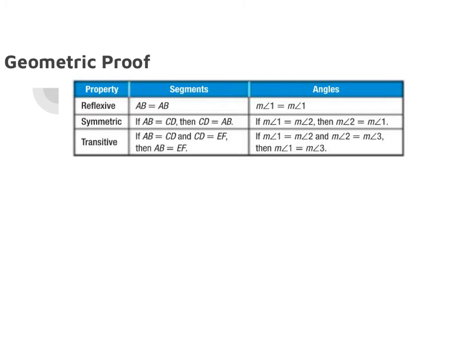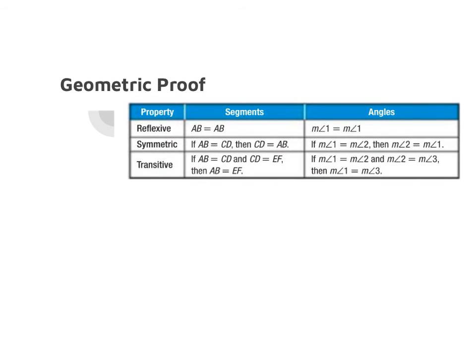I also want to talk about a geometric proof, which basically just incorporates geometric properties in. So for example, in our geometric proof, we have a reflexive: if AB equals AB, then our angle M1 equals M1. The symmetric property: if AB equals CD, then CD equals AB. And our transitive property: if AB equals CD and CD equals EF, then AB equals EF. And here, AB equals EF. Geometry, the reflexive, symmetric, or transitive property.